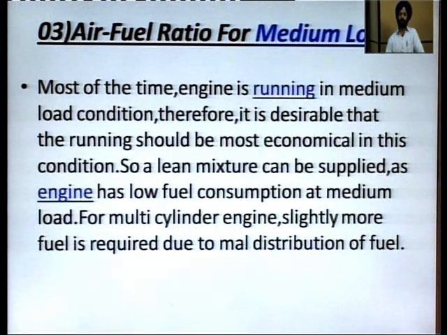Air fuel ratio for medium load: when we are running the car at a normal speed, 40, 50, 60, 70 kilometers per hour, most of the time we are running at this speed, and the engine is running in a medium load condition. Therefore, it is desirable that the running should be most economical in this condition. So, when economy comes, what type of mixture is required, as I told you earlier? That is a lean mixture. So, the engine has low fuel consumption at medium load and we will get the best economy.